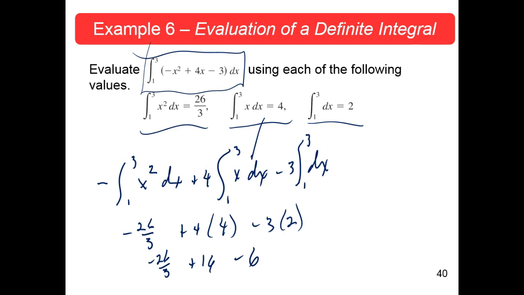Fractions? Okay. 16 thirds will be minus 26 thirds. 16 thirds is 48 thirds, if I'm thinking well. I think I am. Minus 6 thirds will be 18 thirds. Right?